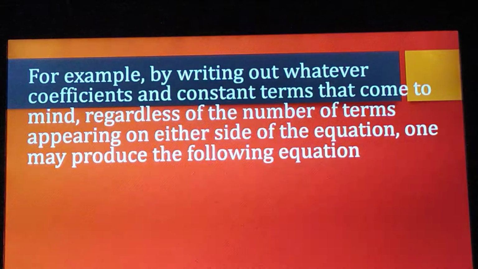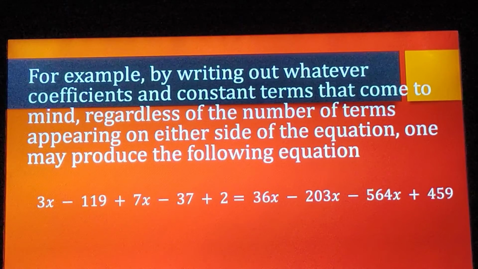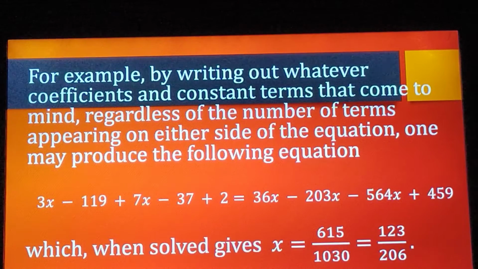For example, by writing out whatever coefficients and constant terms that come to mind, regardless of the number of terms appearing on either side of the equation, one may produce the following equation, which when solved gives x equals 123 over 206. Not a very nice solution.